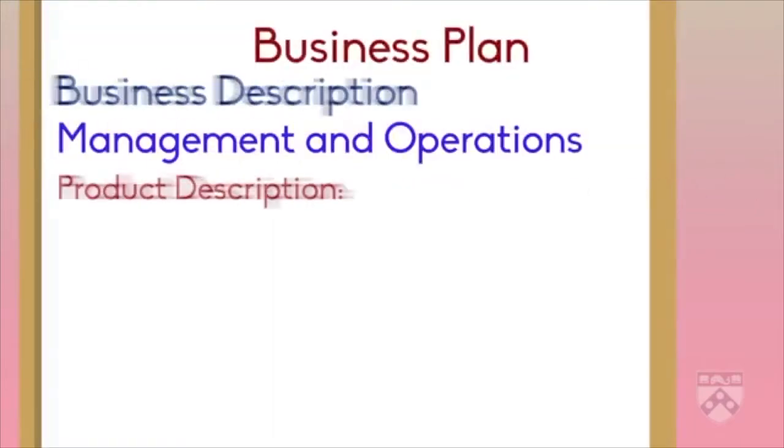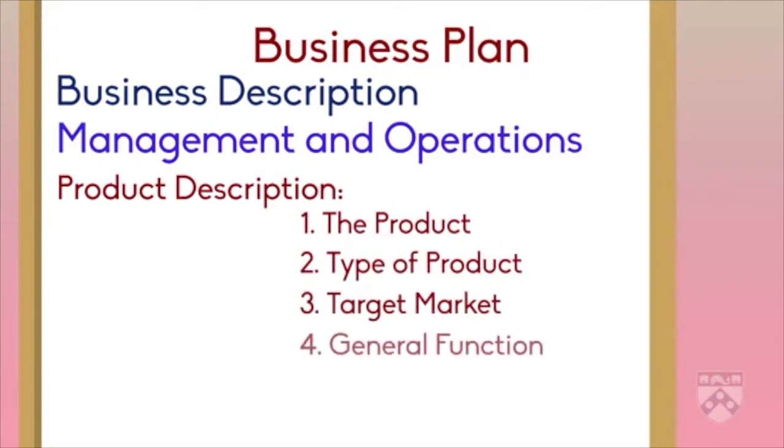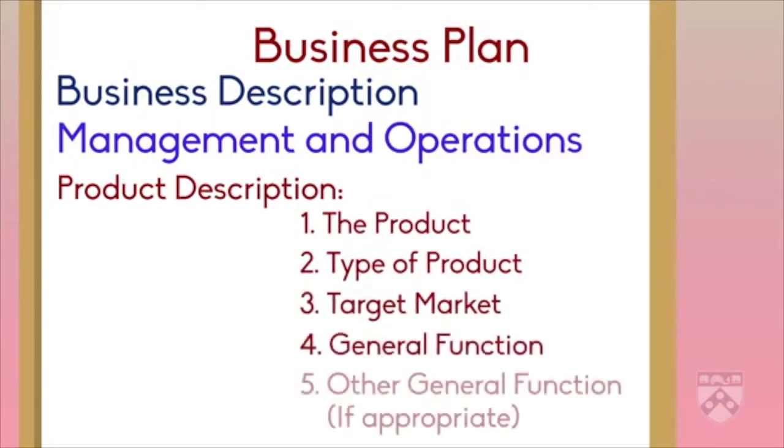The purpose of the business description section of a business plan is to describe the new product, or in some cases, set of new products, and explain the way the business will be managed and operated. As we learned in Unit 1, a product description includes information about the product, the type of product, the target market, the general function, and the other general function if appropriate.